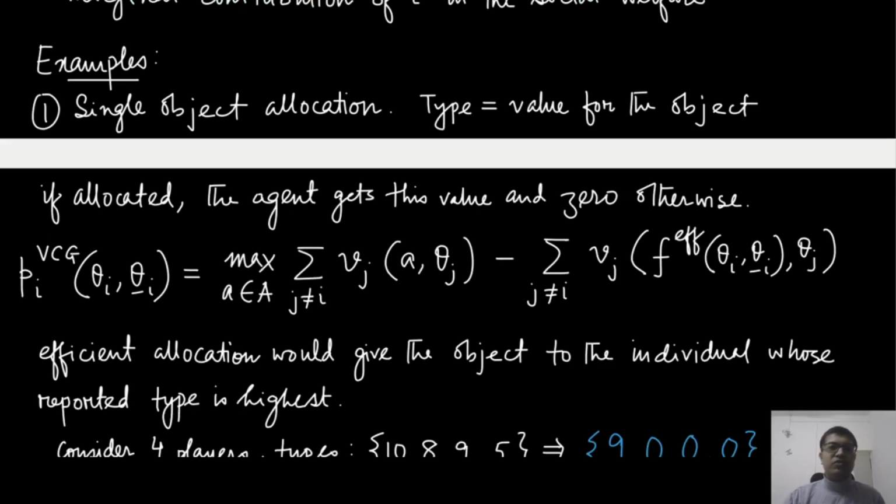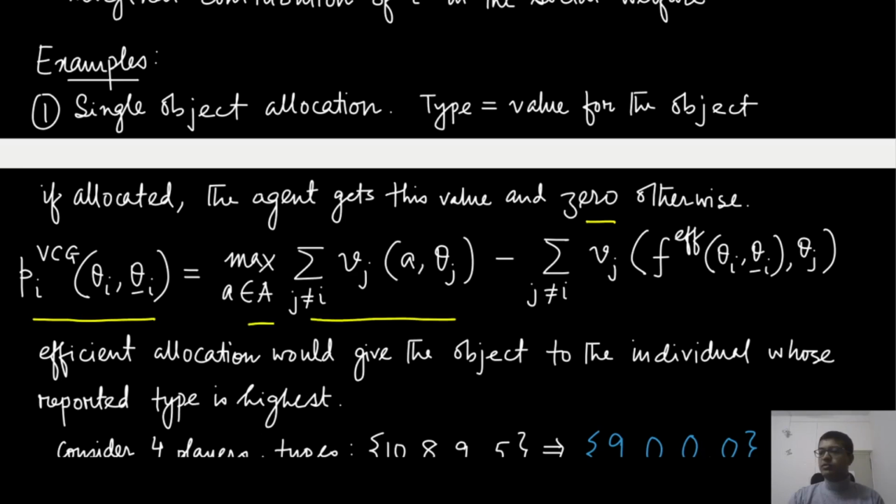Let's go back to our favorite example of a single object allocation. There is only one object to be given out, and the type of each player is the value for that object, if they are allocated it. Maybe it's a painting, and therefore it has some monetary value associated when you get that object. And if you do not get that object, the value is 0. That is the assumption. Now we'll have to find out what the VCG payment is.